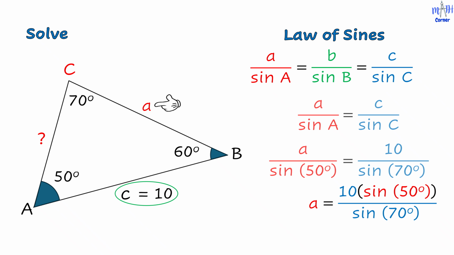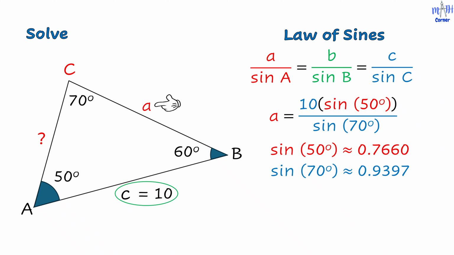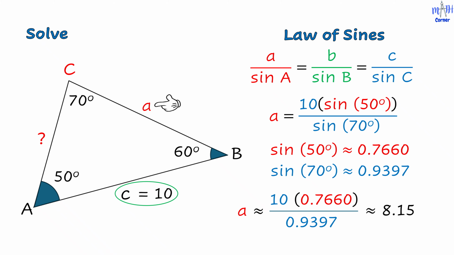Using your calculator, sine 50 degrees is approximately equal to 0.7660, and sine 70 degrees is approximately equal to 0.9397. By substitution, A is approximately equal to 10 times 0.7660 over 0.9397, and the value of side A is approximately equal to 8.15 units.